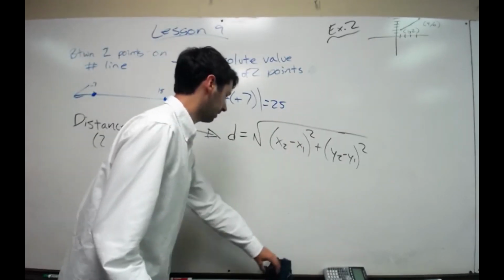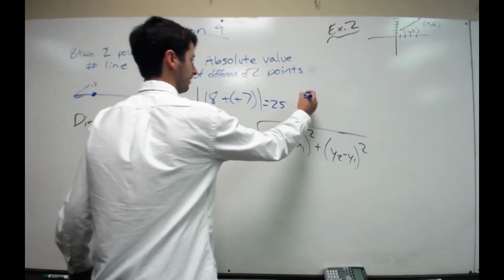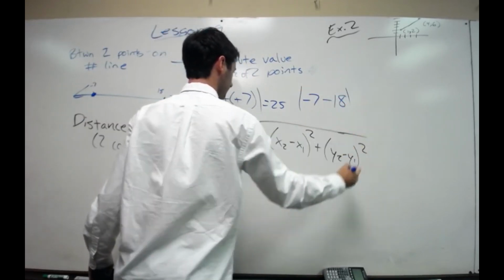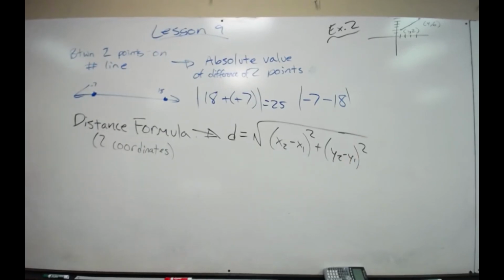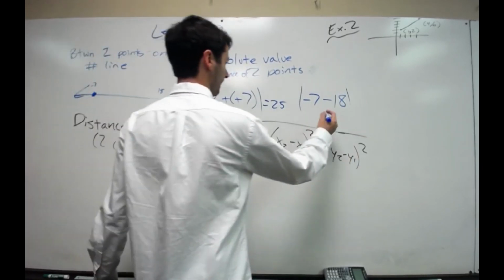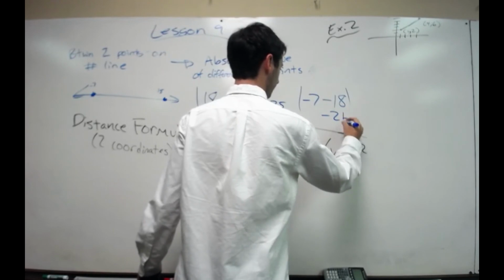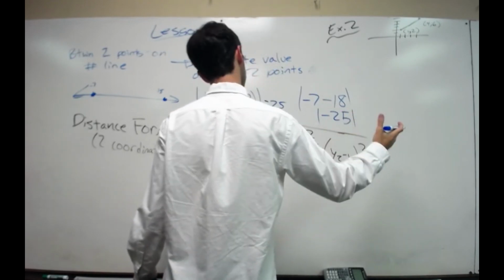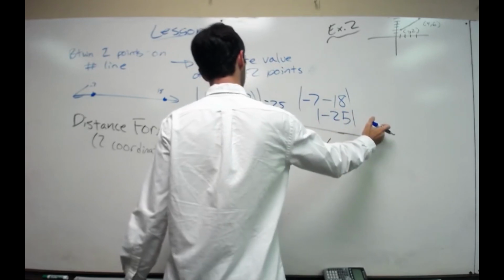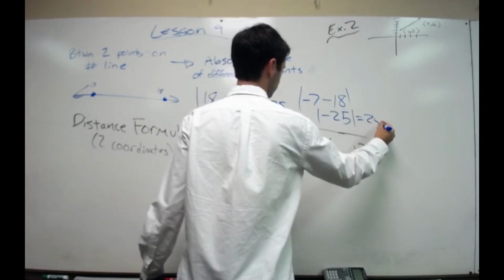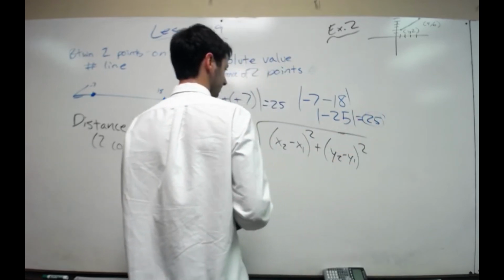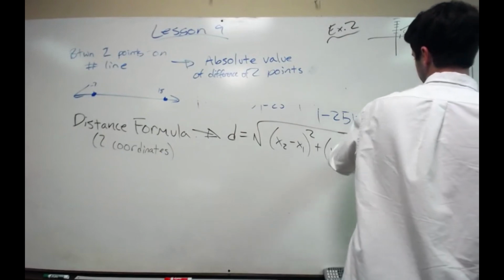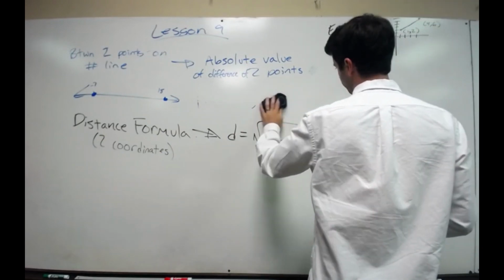Okay, if I had -7 minus 18, and I had that as the absolute value, that would be -25 absolute value. Remember, absolute value is the distance from that number to 0, so it would be 25. It's always positive. So that would be how you solve for a number line that is horizontal or vertical.